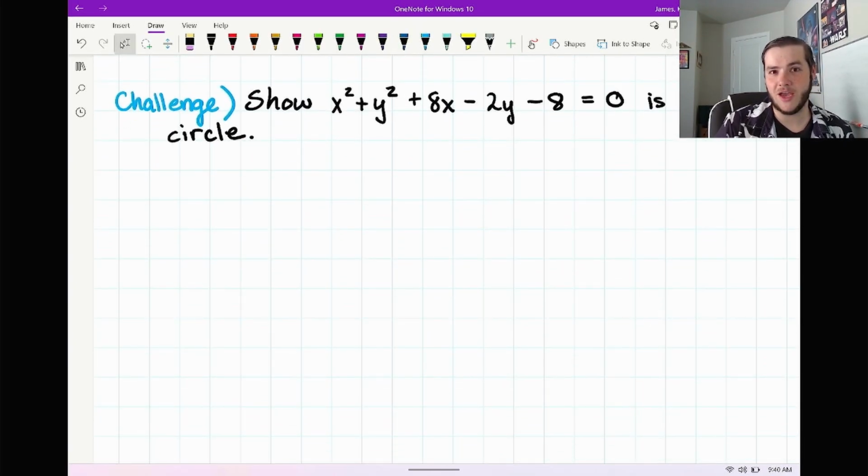I've got a very challenging problem for you to tackle here. Can you show that x squared plus y squared plus 8x minus 2y minus 8 equals 0 is in fact a circle? Now, this is a very tricky problem, so I'm going to have 2 hints that you can let the video play a little bit longer to check out.